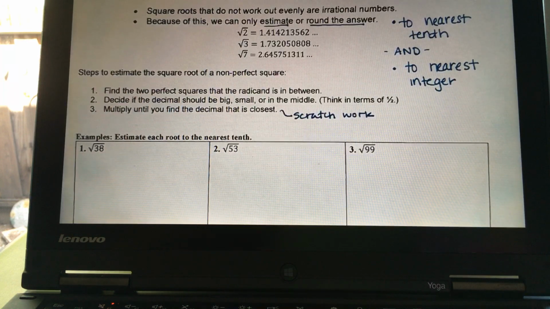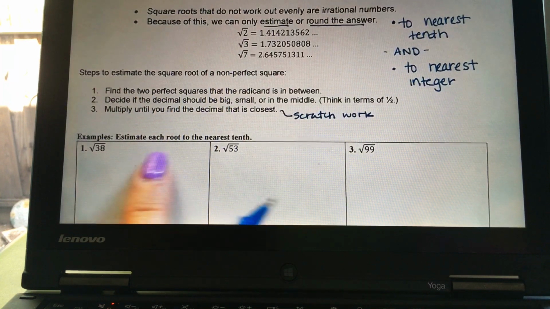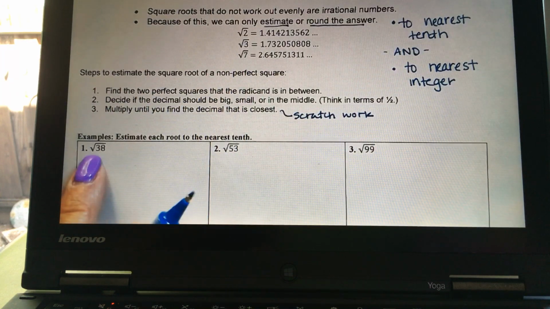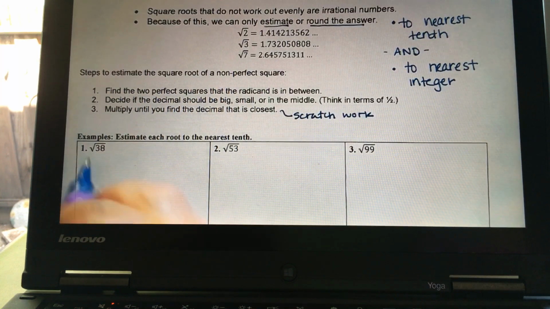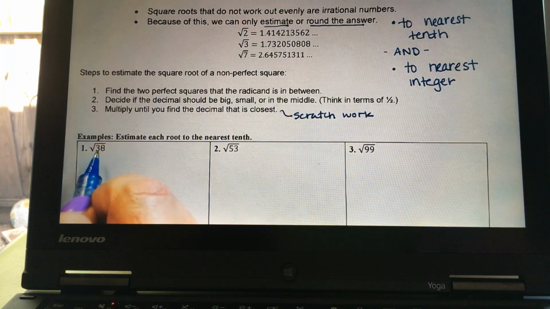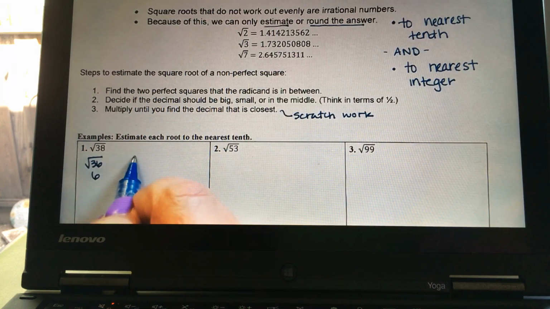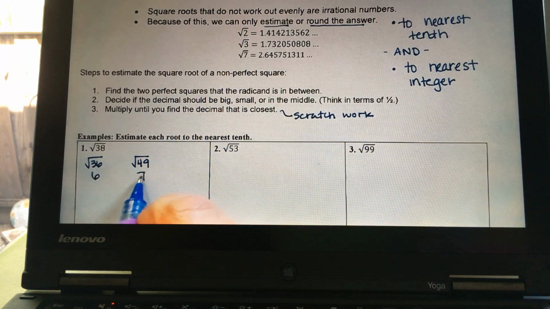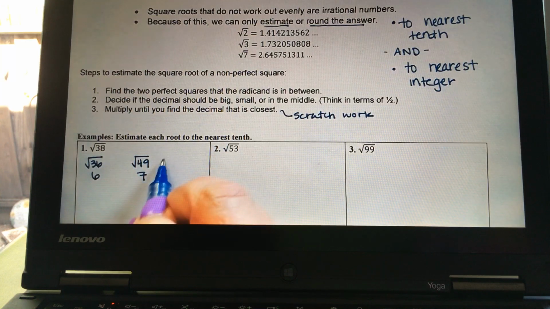So here, the directions ask for us to estimate each root to the nearest tenth. So the square root of 38, okay, I'm going to just kind of list out some numbers before 38 and after 38. The square root of 36 is 6. The next perfect square would be 49. Square root of 49 is 7. So that's what they are. Square root of 38 is between.